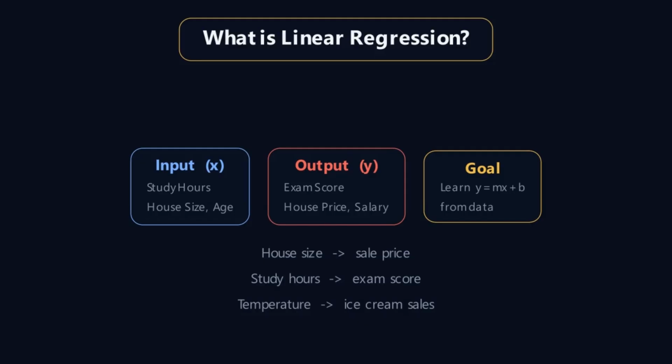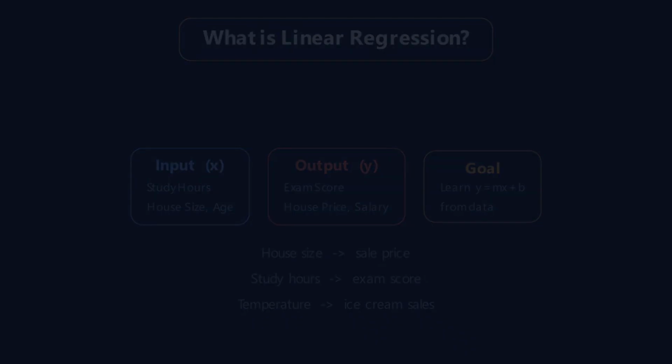Input x might be how many hours you studied. Output y, your exam score. Or x is a house's square footage, and y is its sale price. Or x is today's temperature, and y is how many ice creams get sold. In every case, we have data, lots of x-y pairs, and we want to learn the relationship between them.